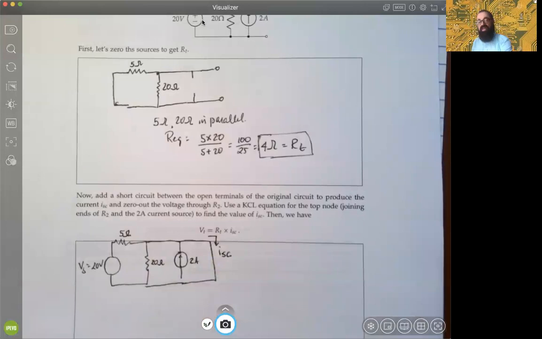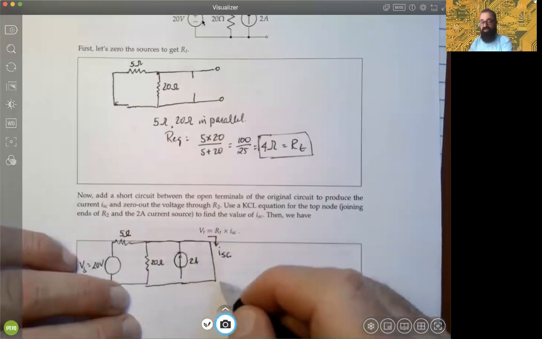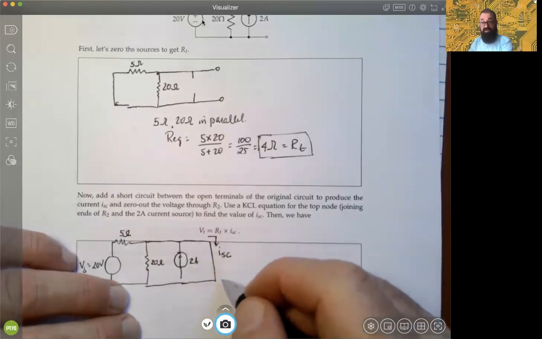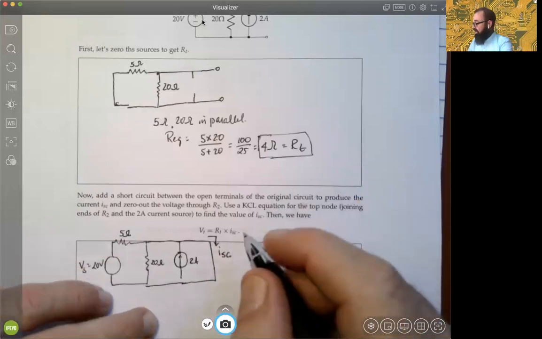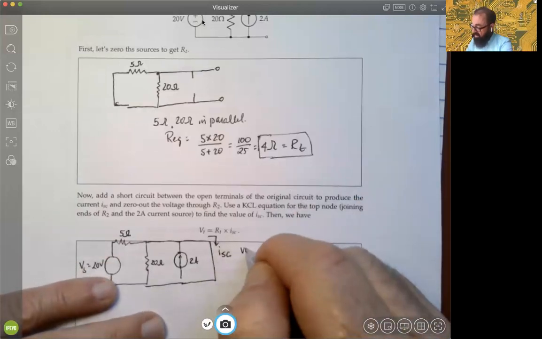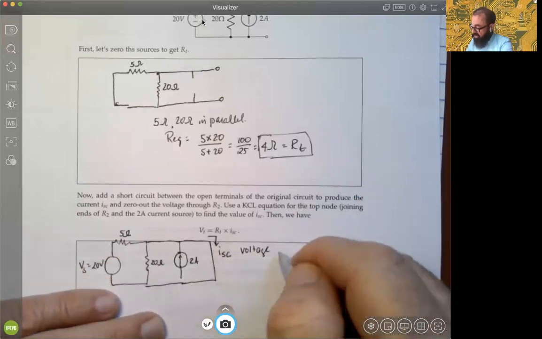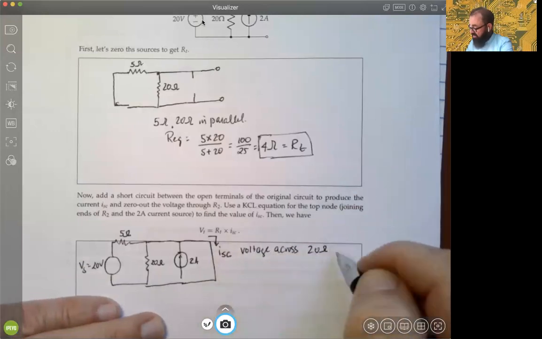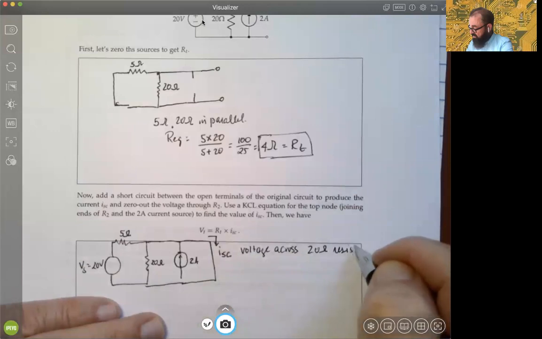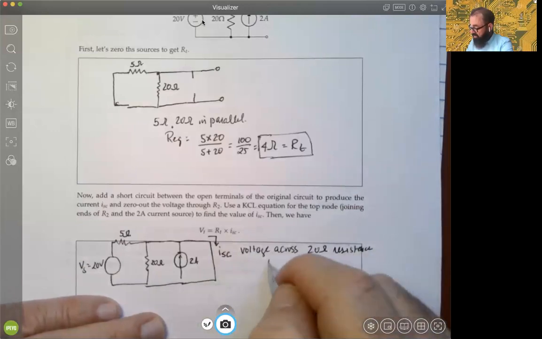But something else happened here. When we create the short circuit, we have current, but we have no voltage, okay? So across these two, from the top node to the bottom node there, what that means is that the voltage across the 20 ohm resistance became 0.